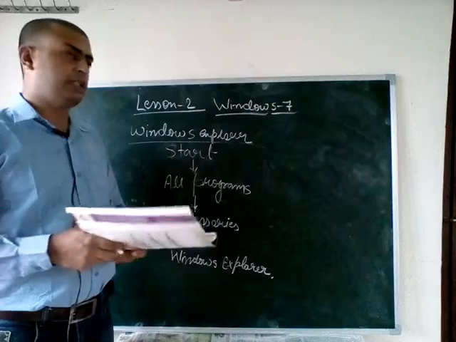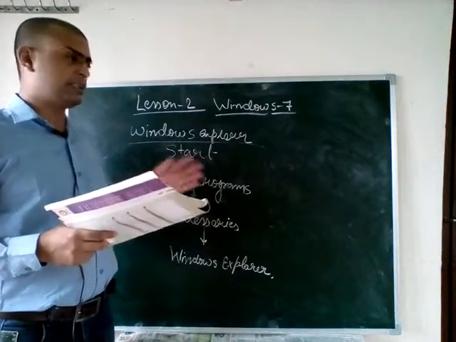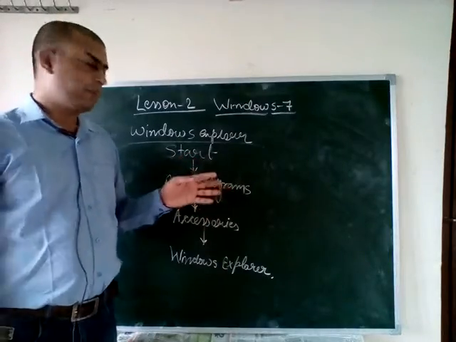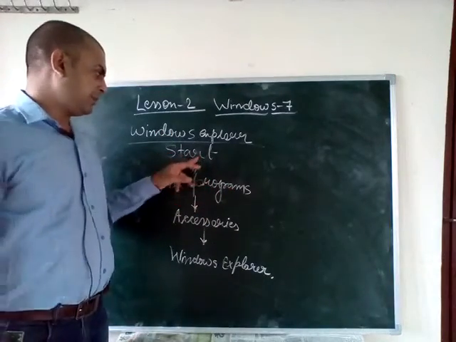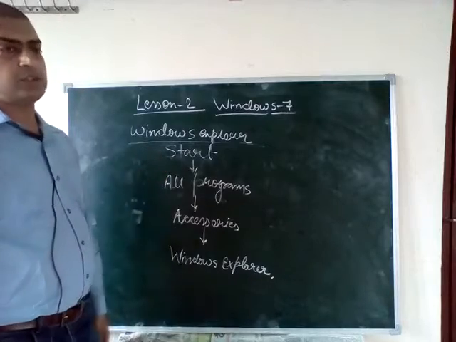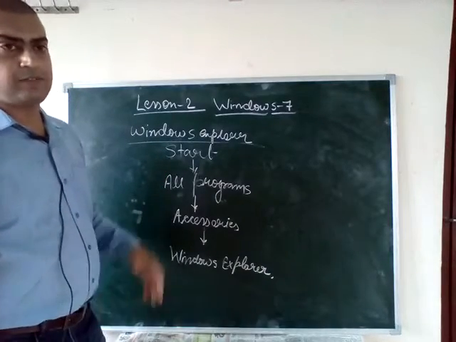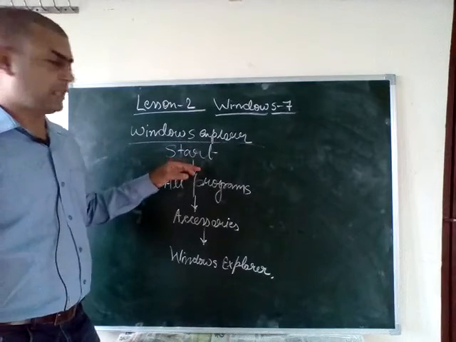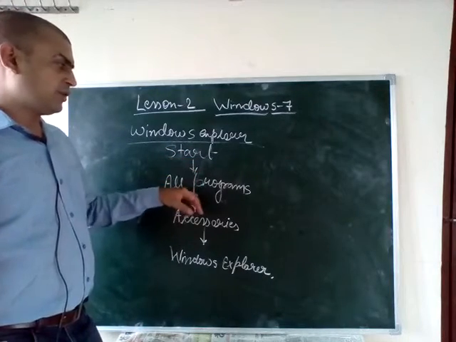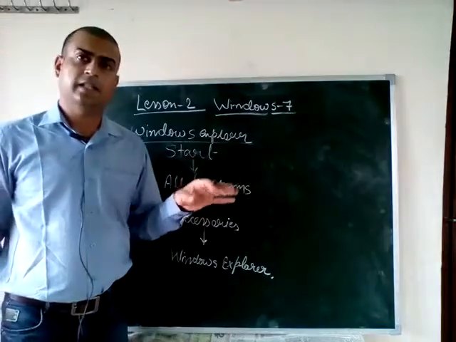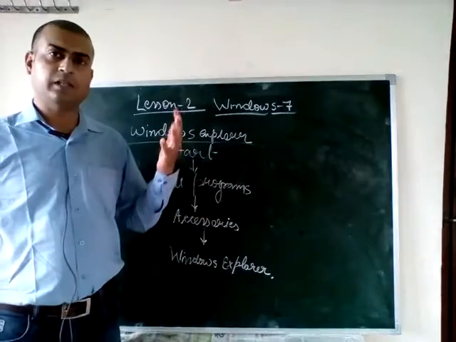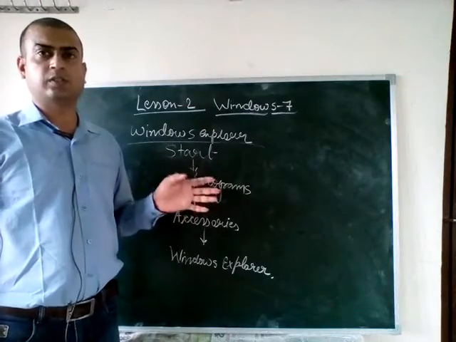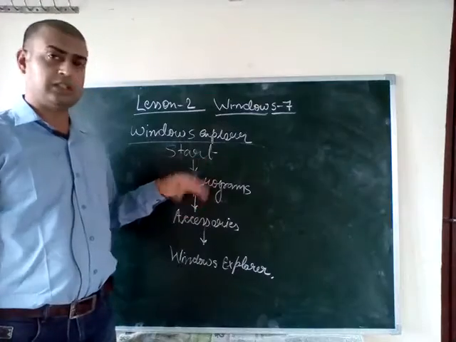The start button, you know, is present at the left hand side downside corner. If you are using Windows 7, then it will be circular in shape. If you are using Windows 10, then it will be in square format. So according to the computer system it will change. Then after all programs, this will also change. If you are using Windows 7, then a pop-up menu will appear. If you are using Windows 10, then you have to search. If you are using Windows 8 also, then you also have to search for the file.